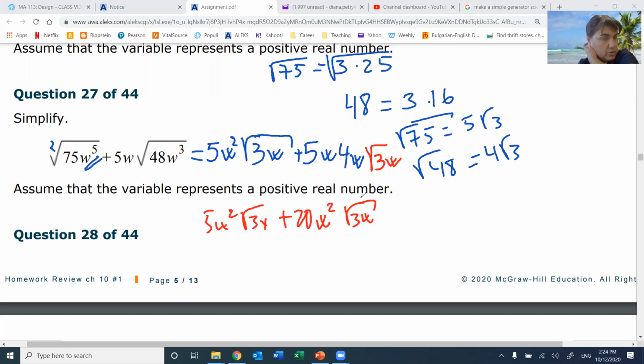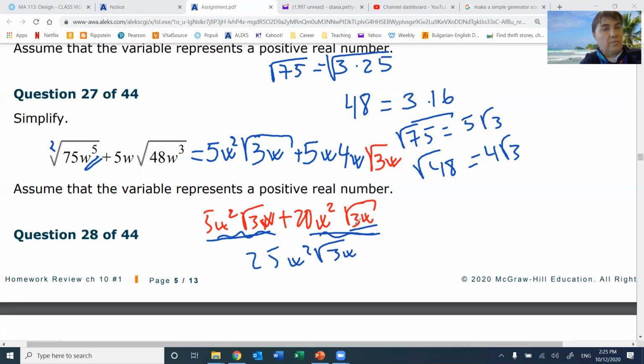Oh, you think you're done? But you're not. This is W, not X. What they want you to do here is combine the like terms. Since they're the same, you make them the same. Oh, they're exactly the same, they're like terms. So it's 5 and 20. You just add the 5 and 20. See, they're the same.